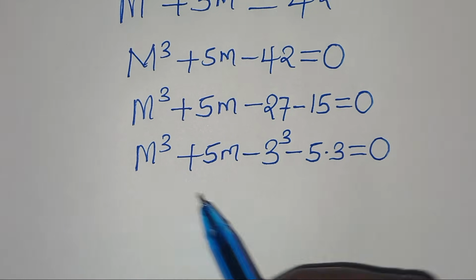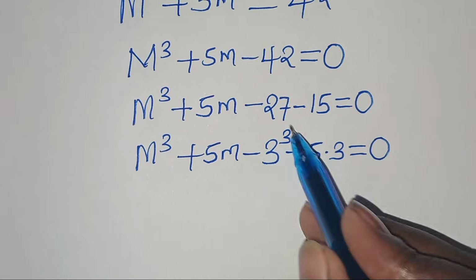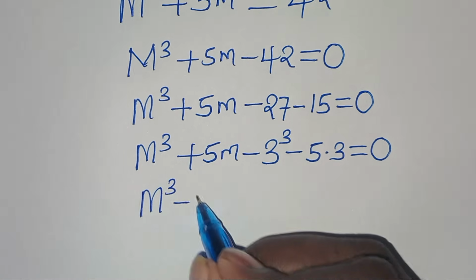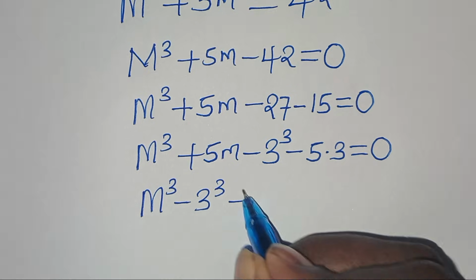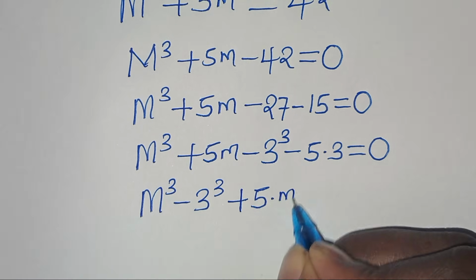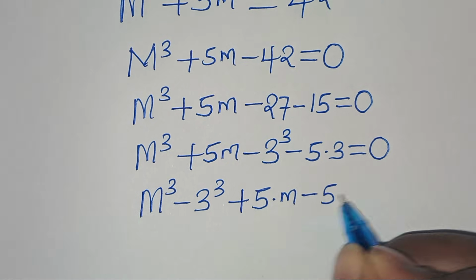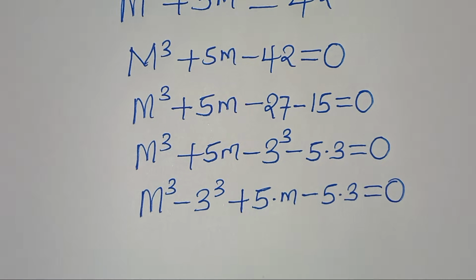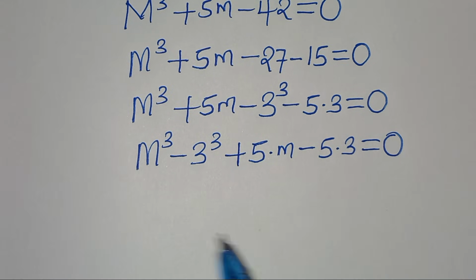Now, we have m to the power of 3 and 3 to the power of 3 here. So we can combine this as m to the power of 3 minus 3 to the power of 3, then plus 5m. This is the same thing as 5 multiplied by m minus 5 multiplied by 3. This is equal to 0. Now, we have got two parts here.